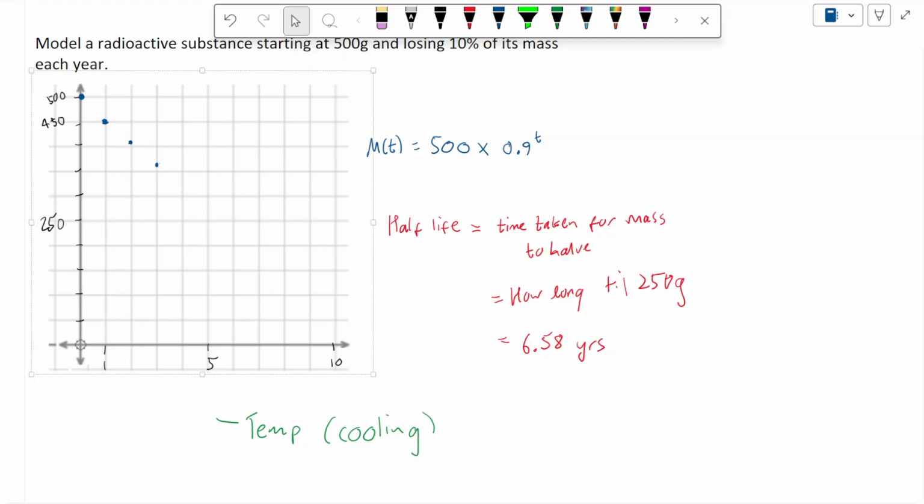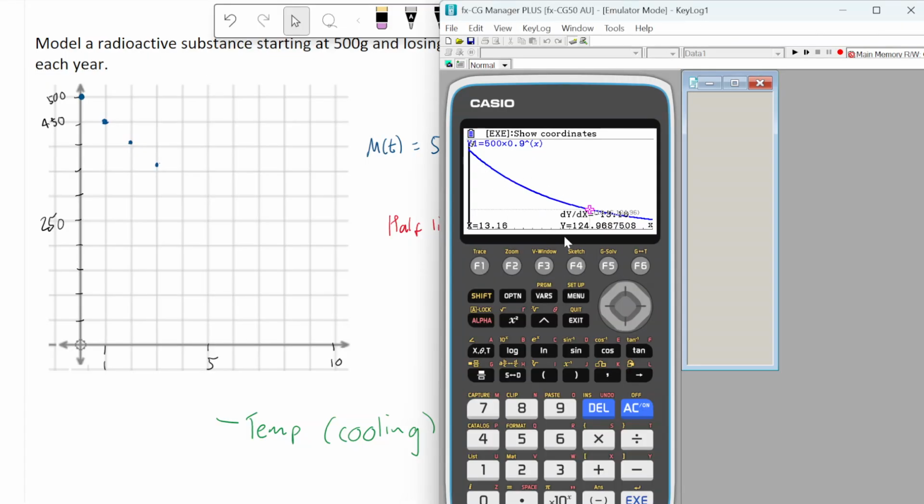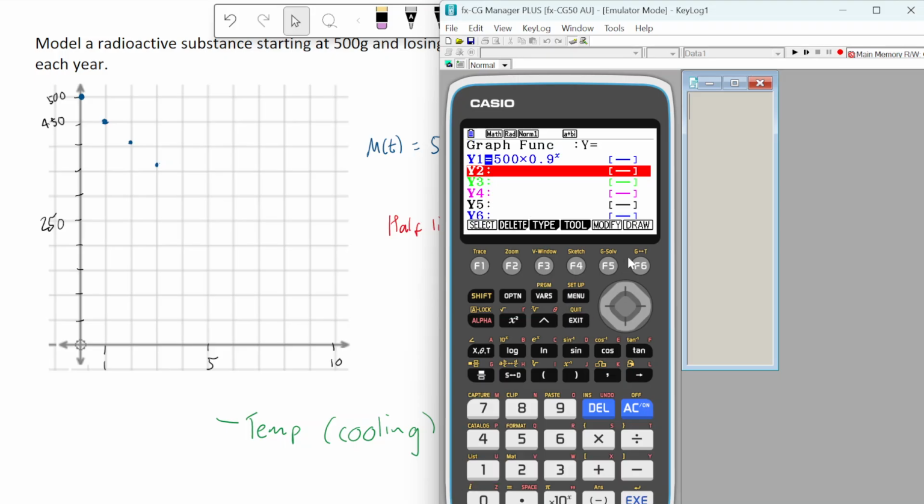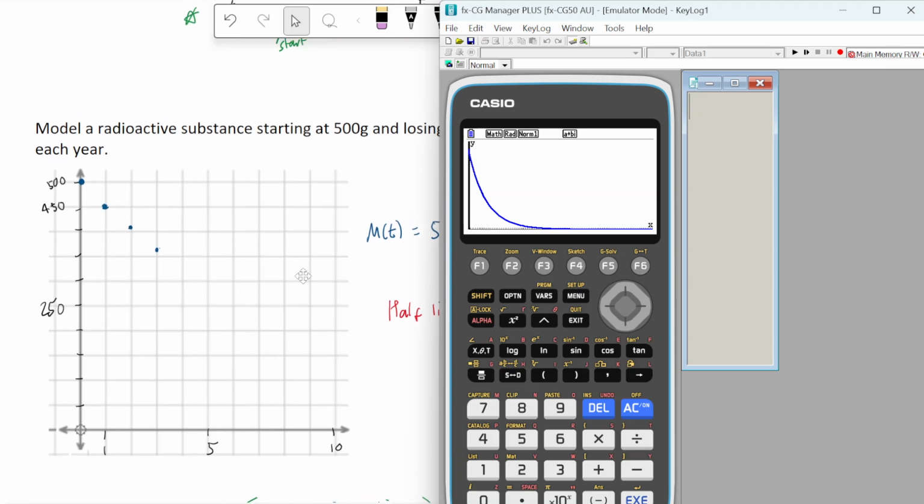The other thing that I will mention is radioactive material usually takes a long time to be safe. You'll notice that this graph will never hit 0. It does get quite close. If I make the window go out to 100 years, you can see the graph does sort of go down towards 0. And eventually it's going to be so small that it's safe. But that takes a really long time to happen because of exponential decay.